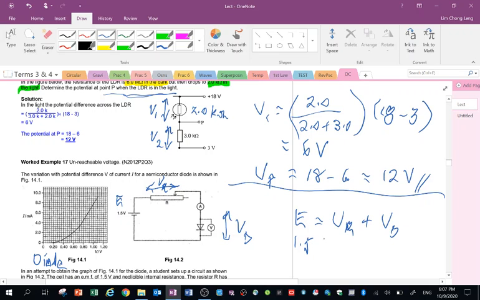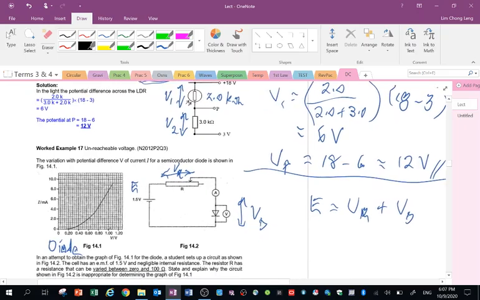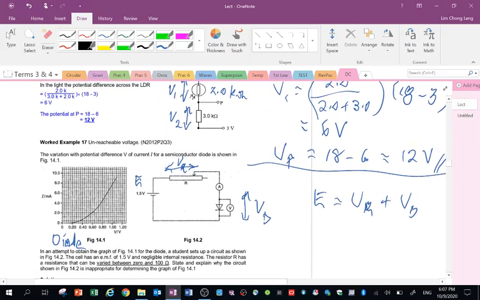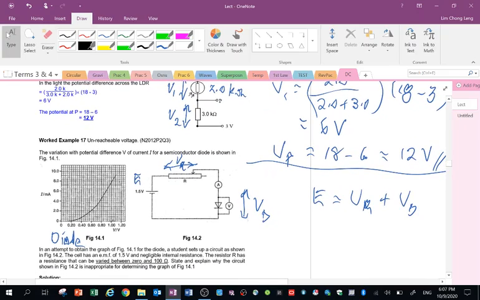So let's look at the question. So we want to see whether this circuit is suitable to determine the graph as shown. Okay, this is the task. Is it suitable to give you the graph as shown? So we will focus at two ends of the graph. One end is the lower end and another end is the upper end.